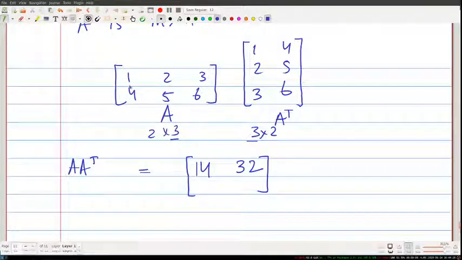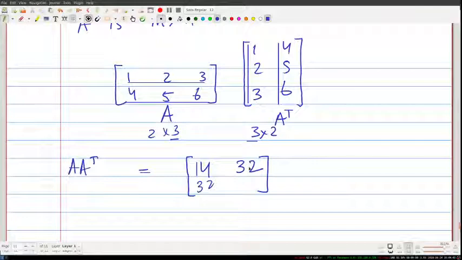And now notice this row times this column is going to be the same as this row times this column, right? You see that? So 1, 2, 3 with 4, 5, 6 is the same as 4, 5, 6 with this 1, 2, 3. I'm going to get exactly the same result. That's going to be 32 here, right? 4 times 1 plus 5 times 2, 14 plus 18, 32.